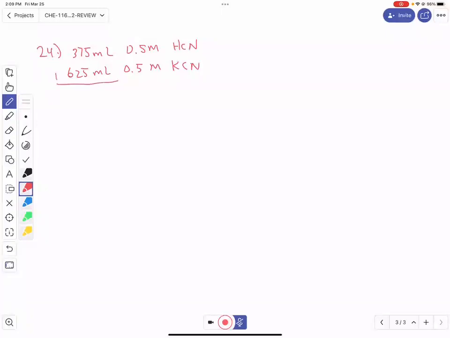Right, so we add those two together, we're going to have 1,000 milliliter solution, right? They tell us that, but our concentration, right? Concentration is moles per liter. So as we add both solutions together, the volume changes, my concentration changes as well. So we're asked to find the pH of this new solution. I need to find my new concentration first for both of those. So do the calculation for hydrogen cyanide, do the same calculation for the potassium cyanide, right?